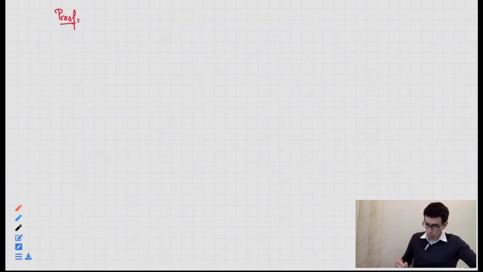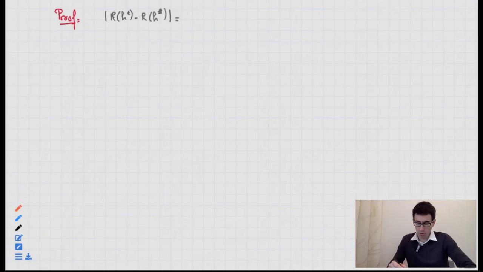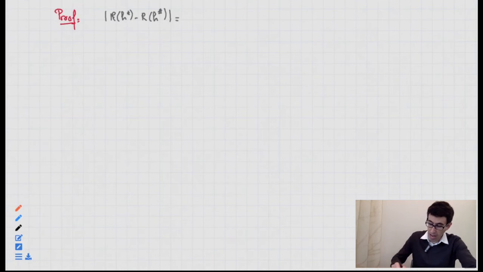Okay? So what we're going to do is we're going to manipulate the quantity that we're after, which is the difference between the risk of H star and the risk of H sharp. So risk of H star minus the risk of H sharp. So one trick I'm going to use is I'm going to introduce the quantity that I've studied before, which was the empirical risk of H star. And the way I'm going to introduce it, I'm going to add it and subtract it. So I'm just going to rewrite that as the risk of H star, to which I subtract the empirical risk of H star. Then I compensate for that new term by adding it. And then finally, I have to remove the risk of H sharp.